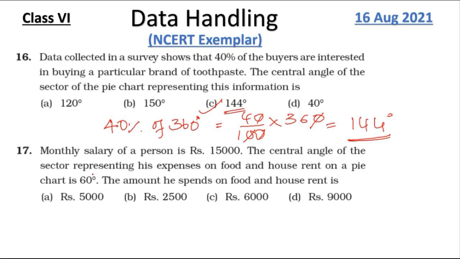Question 17. Monthly salary of a person is 15,000 rupees. The central angle of the sector representing his expenses on food and house rent on a pie chart is 60 degrees. The amount he spent on food and house rent is, here it's 60 degrees. So it means that it is 60 degrees out of 360 degrees. This should be multiplied to monthly salary, which is 15,000. On simplification, we get it as rupees 2,500. Option B is the right answer.